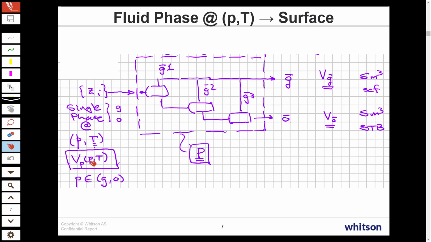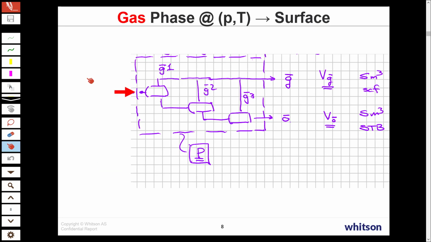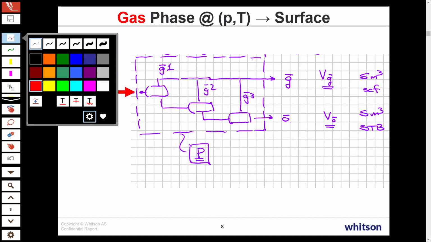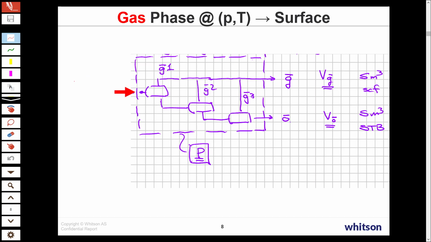So let's look specifically first at the gas, if we have a gas phase coming in. So let's just take a look at this. I'll write this in red. So if we've got a gas phase coming into the process, we'll have composition yi. We're at, of course, the temperature of the black oil table and some pressure. And because it's a gas phase only, that will be at a pressure greater than or equal to the dew point of that gas.